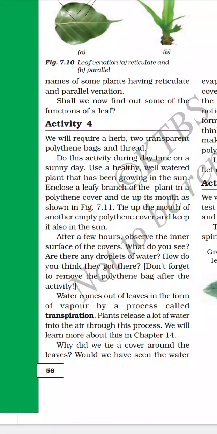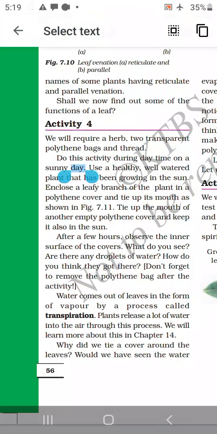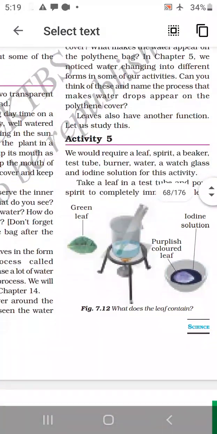The water comes out through leaves by a process called transpiration. Plants release water through leaves, called transpiration. This can be done with an activity and confirmed.